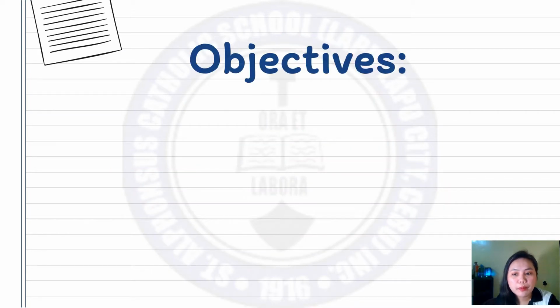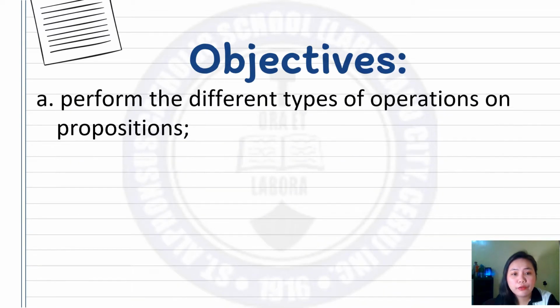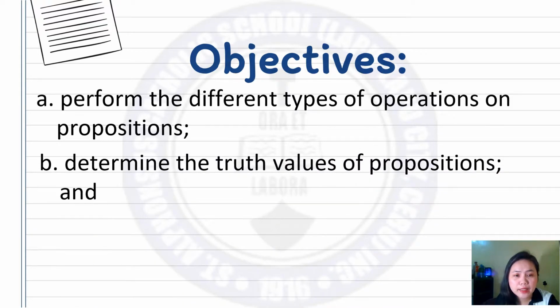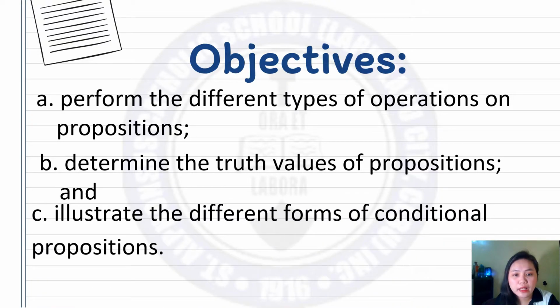Now here are our objectives in this lesson. First, we will be performing the different types of operations on propositions. Next, we will determine the truth values of propositions and illustrate the different forms of conditional propositions.